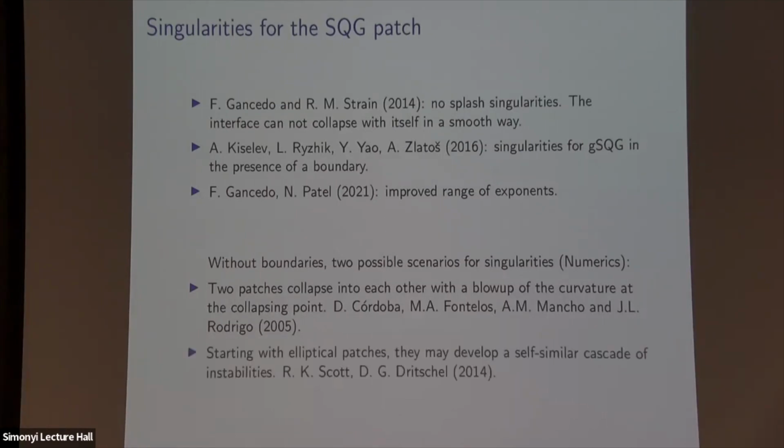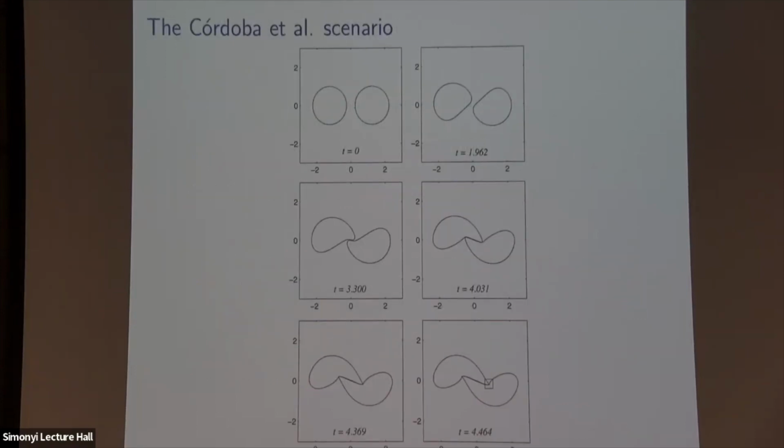And more recently, Dritschel and Scott took as an initial condition an ellipse. And this ellipse may develop a self-similar cascade of instabilities. I will show pictures taken from those papers just to see what I mean. Okay, so this is the scenario by Córdoba et al. So you take the two disks. These are different snapshots from different times. The simulation goes in this order. So they start rolling onto each other, they stretch, and then there is some point where they touch. And at the point of touching, of course, there is another point here due to the symmetry. There is a corner, or there seems to be a corner formation.